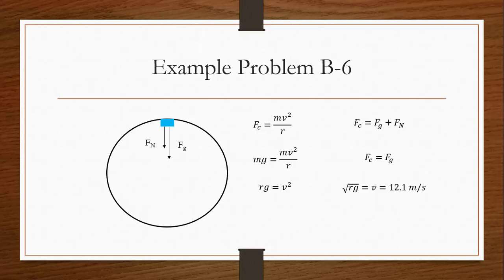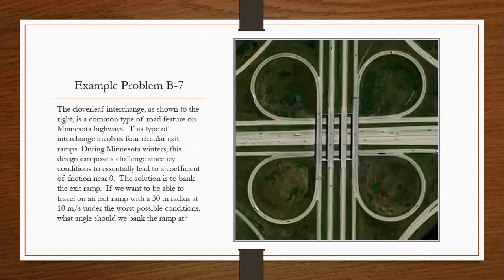So if we actually solve this out, we get the minimum speed is 12.1 meters per second at the top of the loop. If you're going any slower at the top of the loop, your car is going to fall off the circle. If you're going faster, well, you can go faster. You're just going to experience more normal force.